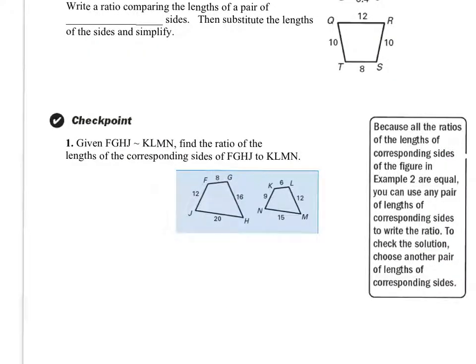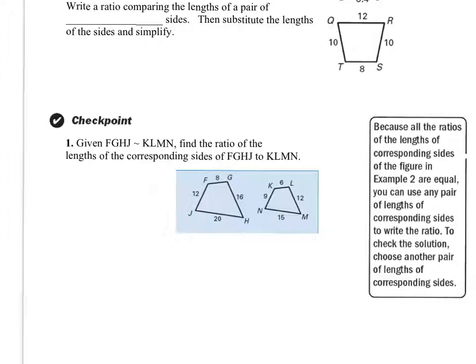Here's 2 more similar figures. Now, luckily for you, in the previous example, as well as in this example, the shapes already have the same orientation. In other words, F already matches up in the same corresponding location as K, and G and L, and H and M, and J and N. So we don't need to flip or rotate anything, which saves us a step.